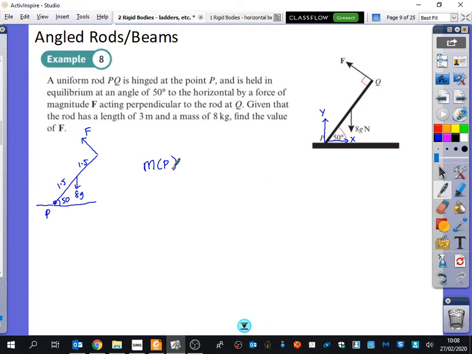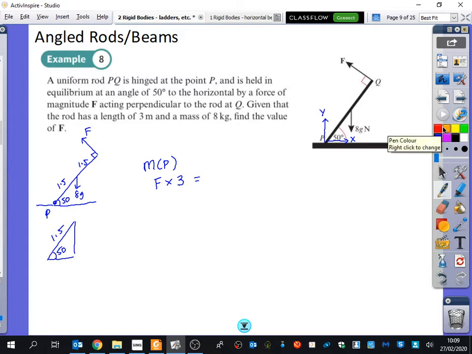What would be the moment for F? 3F, because the distance is already perpendicular to the force. So it's just the force multiplied by the perpendicular distance, which is 3. This is the one that's a bit trickier, okay? I'm going to draw this triangle that I've got here, underneath. And it's 1.5, and it's 50. And I'm looking for the perpendicular distance.